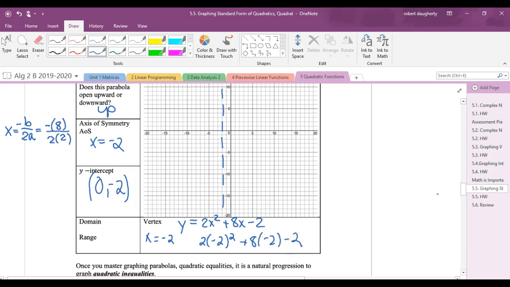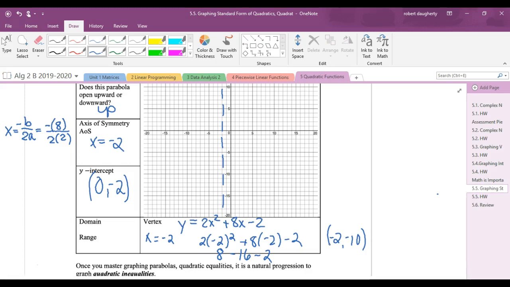What's negative 2 squared? 4. 4 times 2 is 8. So this is 8 minus 16 minus 2. So that's negative 8 minus 2, which is, come on guys, 8 minus 16 is negative 8. Negative 8 minus 2 is negative 10. So the vertex is going to be what? Negative 2, negative 10.